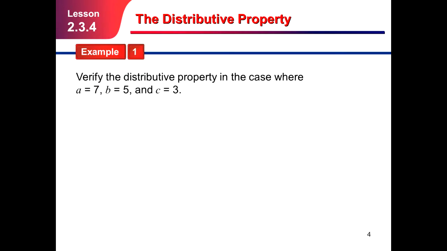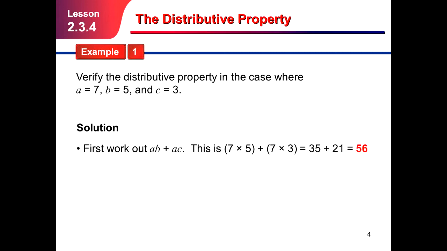So let's verify it with numbers. Here we've got A is 7, B is 5, and C is 3. So A times B, 7 times 5, 35. A times C, that's 7 times 3, or 21. Add those together, we get 56. Next, we'll do the quantity B plus C times A, and B plus C is 5 plus 3, or 8. We multiply that by 7, and we get 56. Those are the same. We've verified that it works for these numbers.